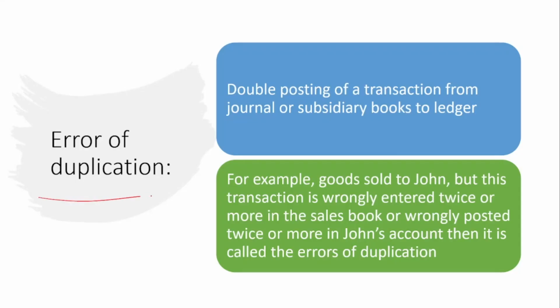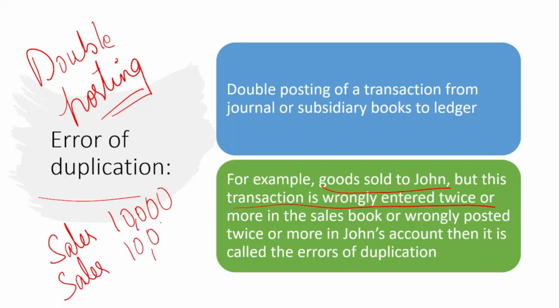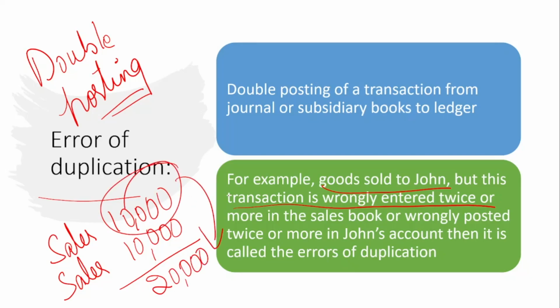Now, error of duplication means double posting. The same transaction you post two times in a day. For example, you are selling some goods to Mr. John. You have entered this transaction wrongly twice. So what happens? The sales ledger shows double balance. For example, you have done a sale of 10,000 and recorded it. Again, you forget and you record it again, 10,000. What happens? The sales balance becomes 20,000. It should have been 10,000, but it is double. This is known as error of duplication.